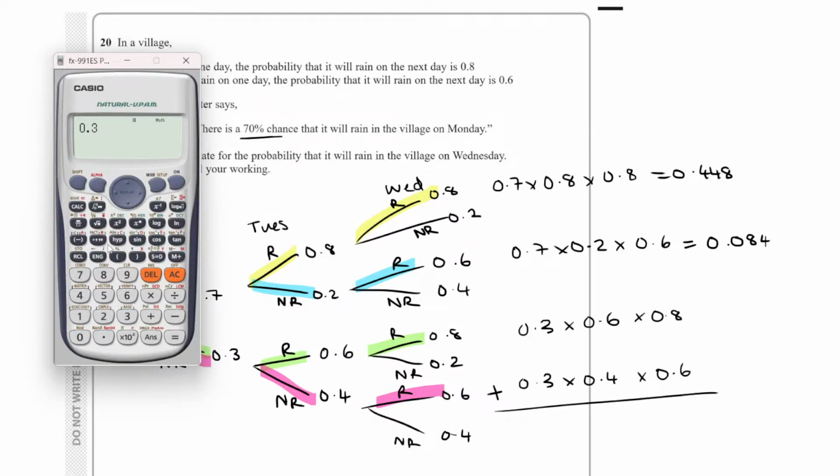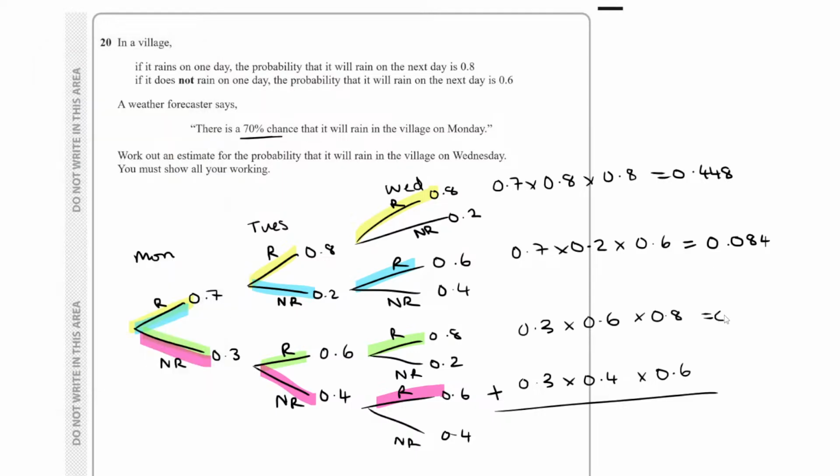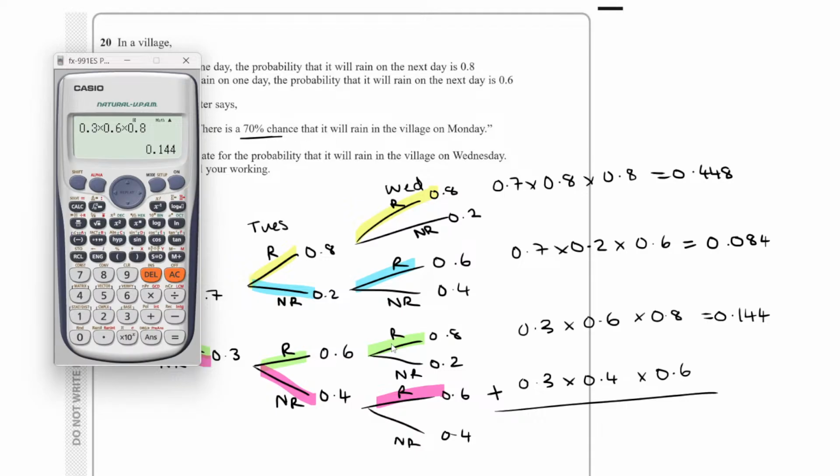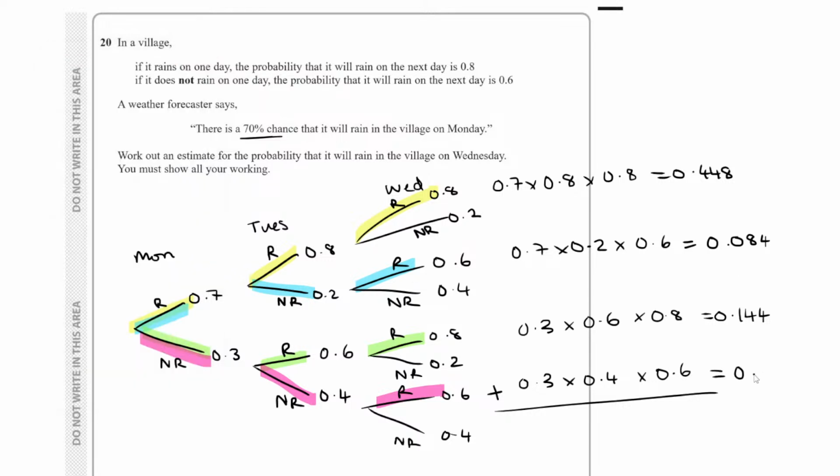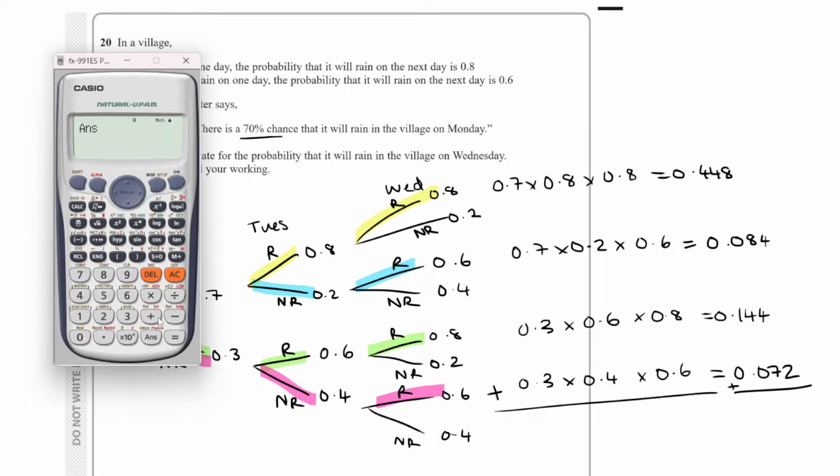0.3 times 0.6 times 0.8. 0.144. And lastly, 0.3 times 0.4 times 0.6. 0.072. And then obviously just add all of these together.